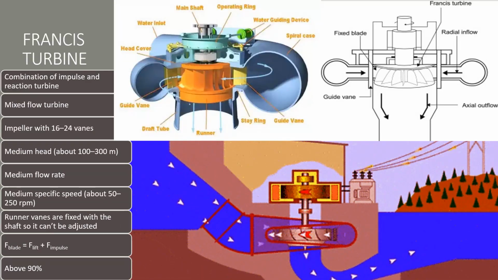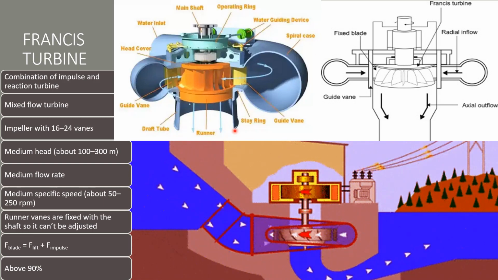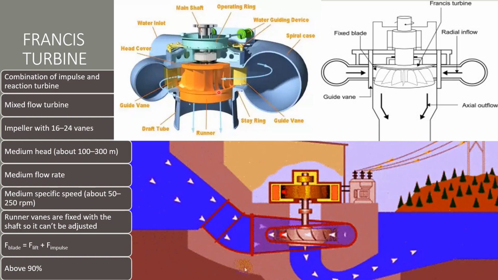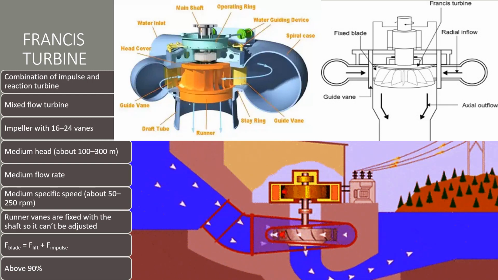Now we'll be discussing the Francis turbine. Francis turbines are basically a combination of impulse and reaction turbines. They have a mixed flow of water, and an impeller which has 16 to 24 vanes. They are used when we need a medium head, about 100 to 300 meters. They have a medium flow rate, and an efficiency of about 90%.